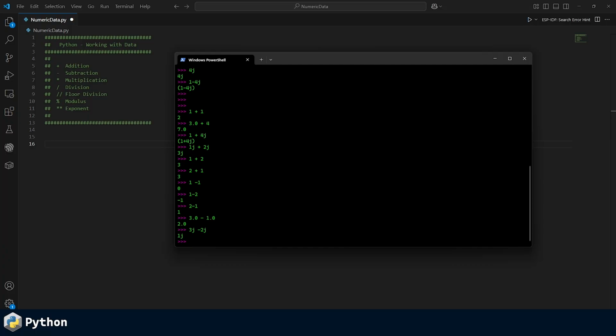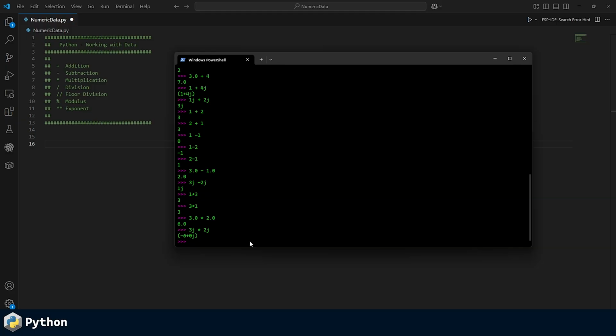Next is multiplication. You know, 1 times 3. And again, the order doesn't matter. And this again works for all the other data types. 3.0 times 2.0 should give us 6.0. And then you can also do it with your complex data types. 3j times 2j will also give you 6j.